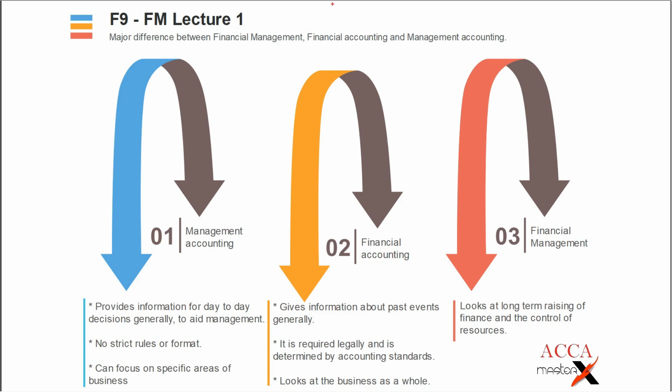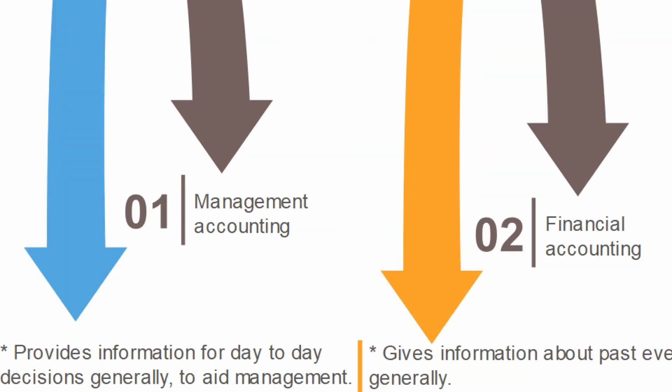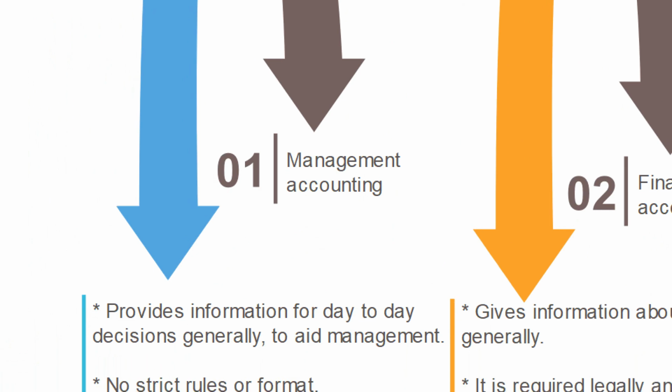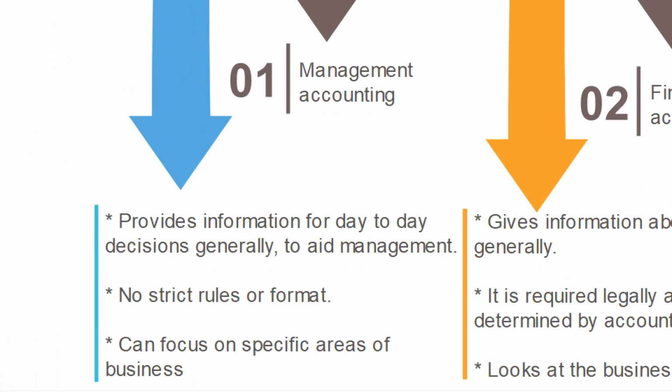Let's start with seeing the difference between financial management, financial accounting and management accounting. Okay, so first of all, let's see what is management accounting. Using management accounting, we can compute cost of several products, departments at different stages. So it provides useful information for day-to-day decisions, which assists management in making decisions. And there are no strict rules for computing these costs.